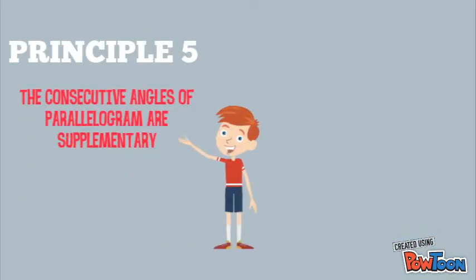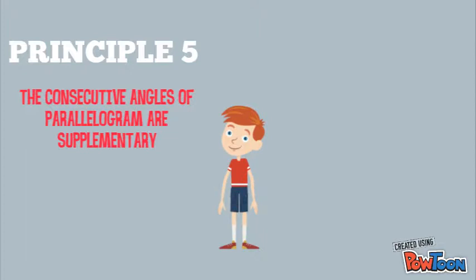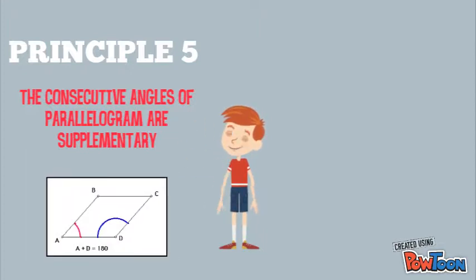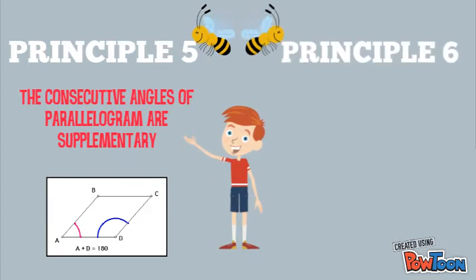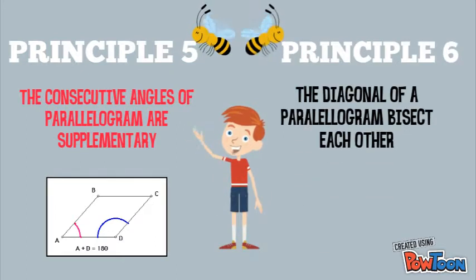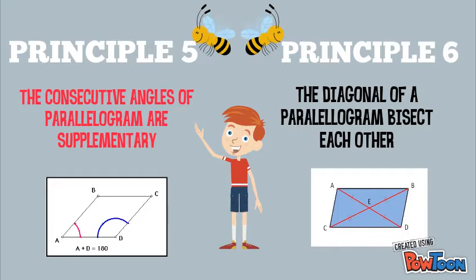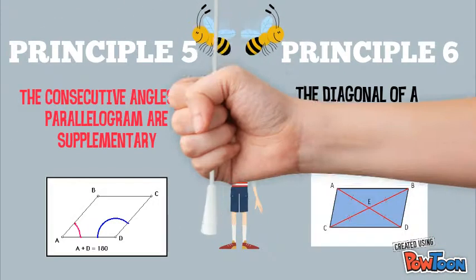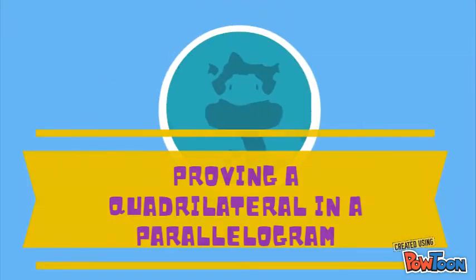Principle 5. The consecutive angles of a parallelogram are supplementary. Angle A is supplementary to both angle B and angle D. Principle 6. The diagonals of a parallelogram bisect each other. Line AE is congruent to line EC and line BE is congruent to line ED, proving the quadrilateral is a parallelogram.